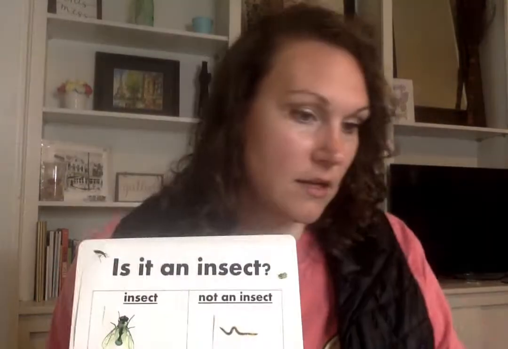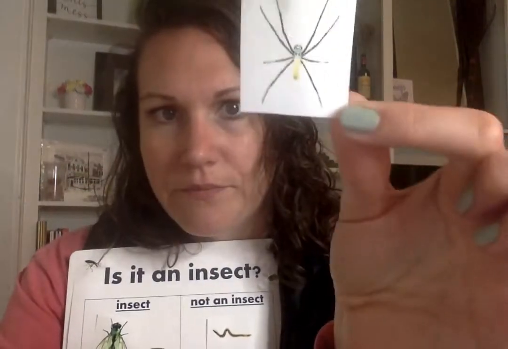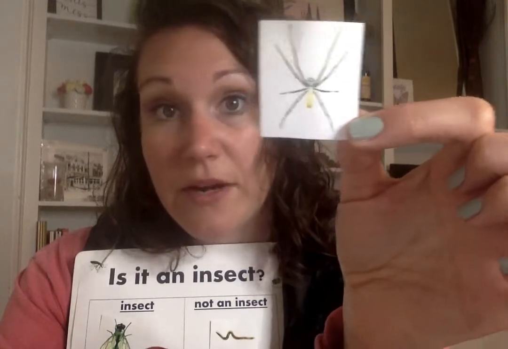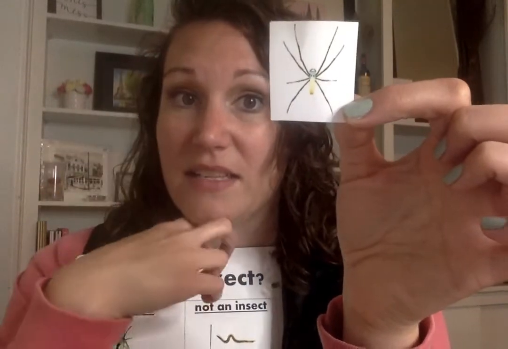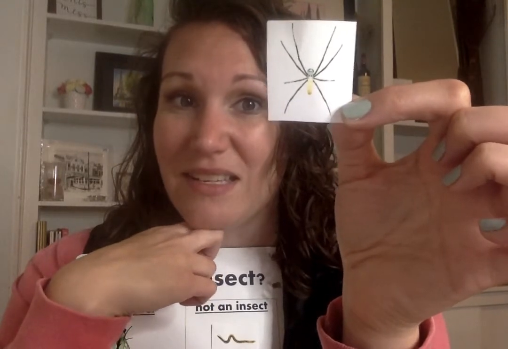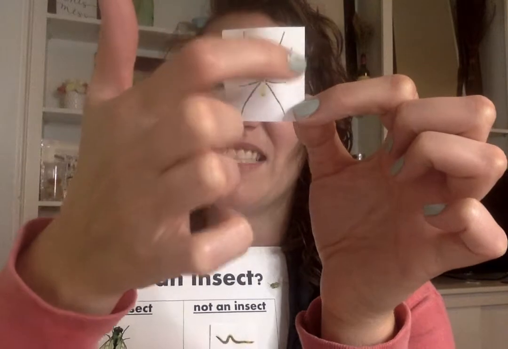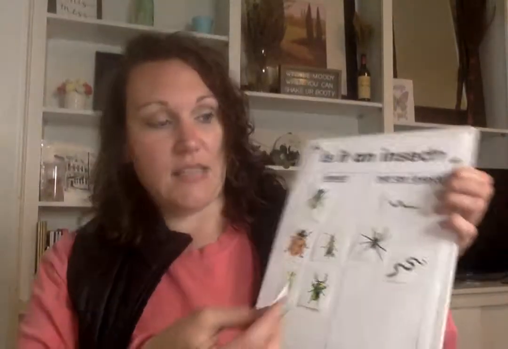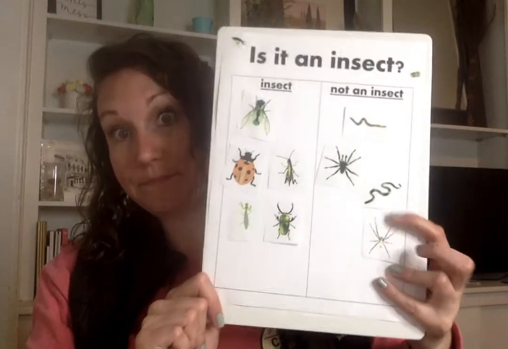All right, let's see what is next. Ooh, I have another kind of spider. Look at that spider. We said the other spider was not an insect. Let's see if this one is, because it has a head, thorax, and abdomen. But how many legs do you see? It has too many legs. It has 1, 2, 3, 4, 5, 6, 7, 8. So a spider is a bug, but it is not an insect. We'll put it on our not an insect side.